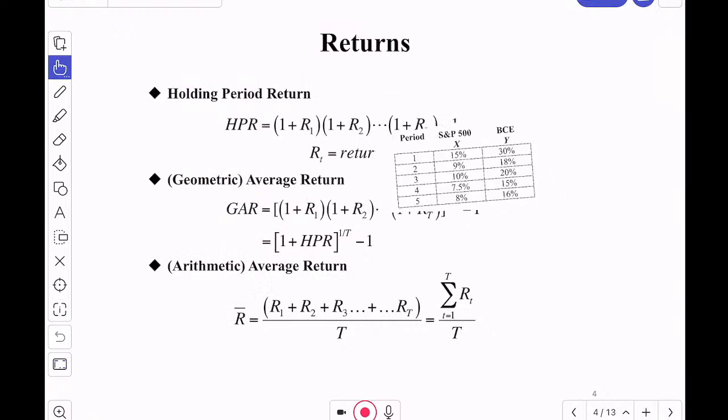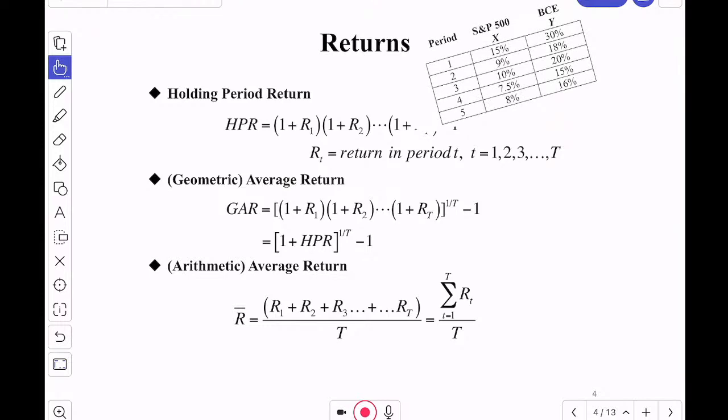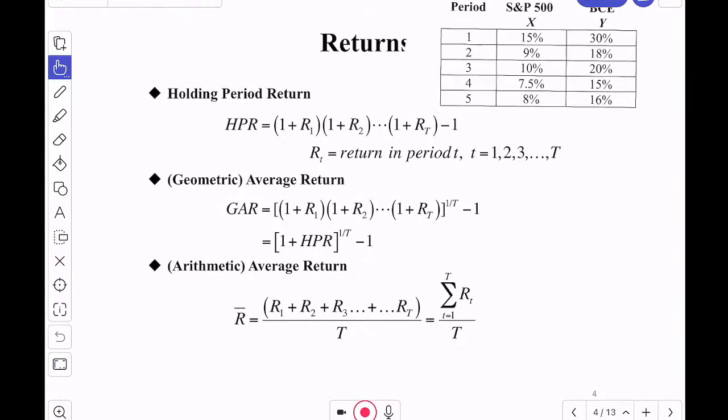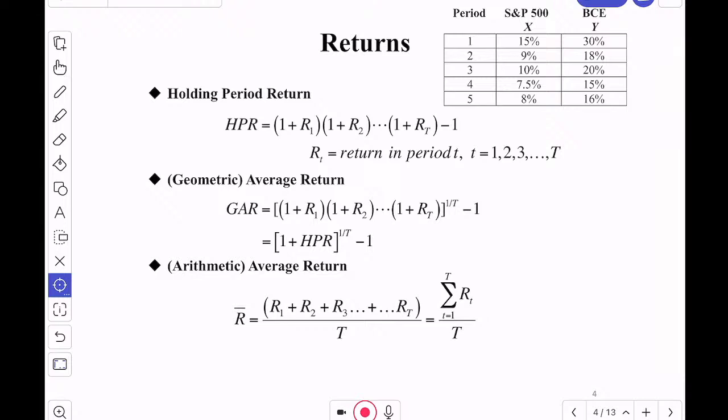So here, let's say you wanted to figure out, given this data, over this period, if they're sequential, what was the return if someone invested here: for every dollar they invested, they get 30% in the first year, 18 in the second, 20 in the third, 15 in the fourth, and 16 in the fifth. So if they kept the stock, what would be their return over the entire period?